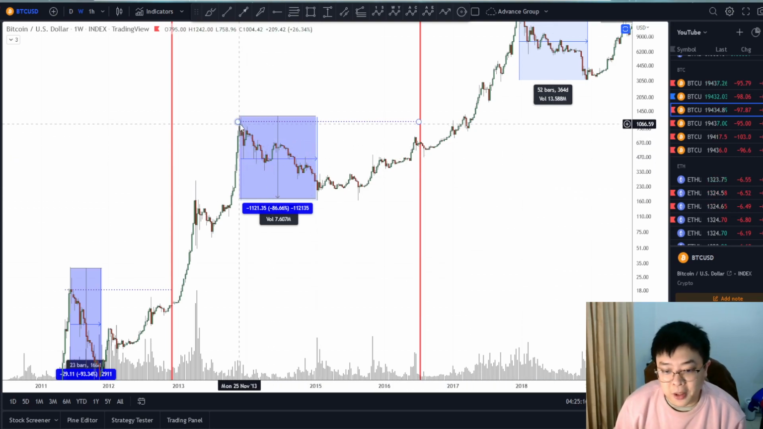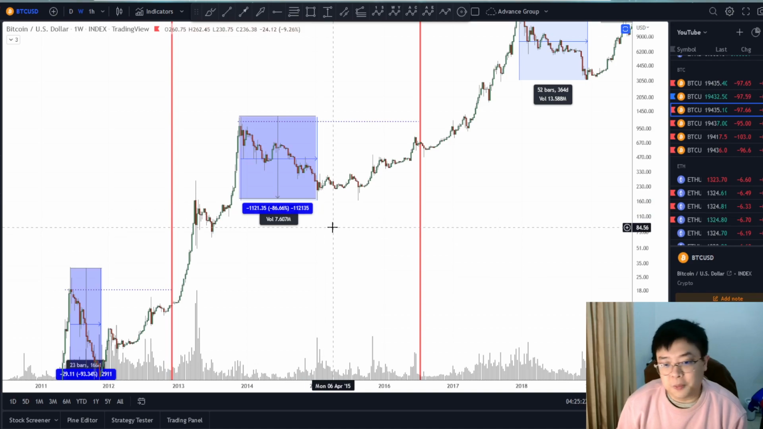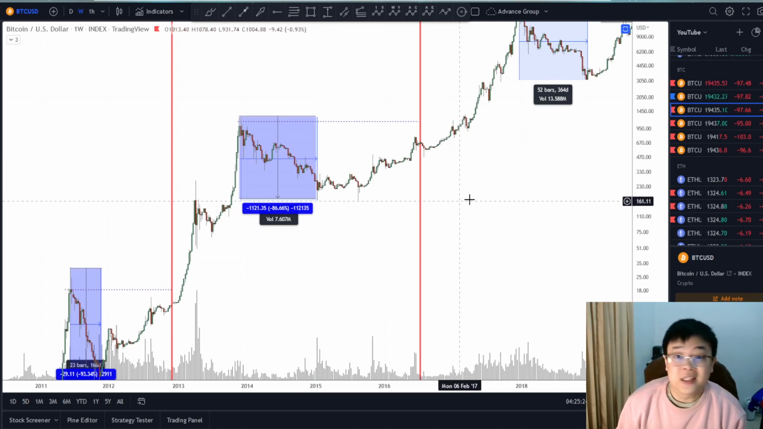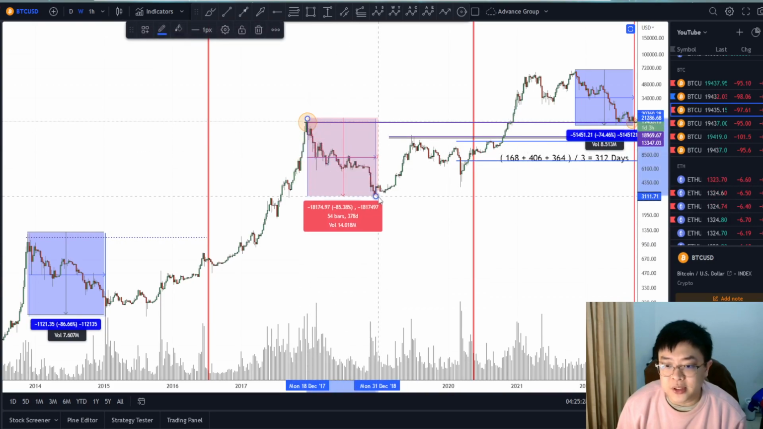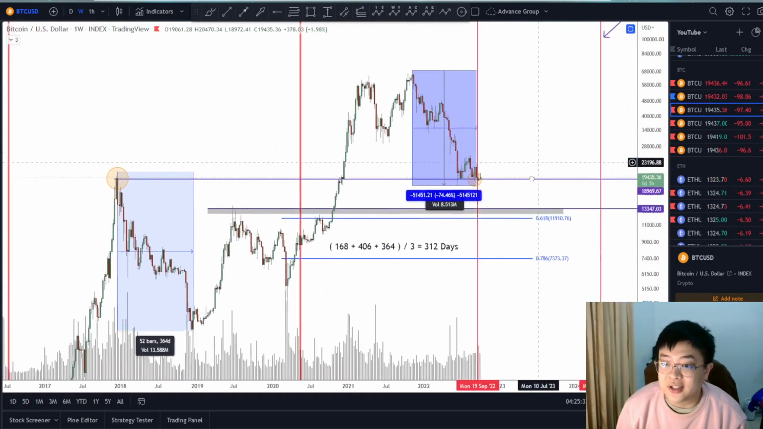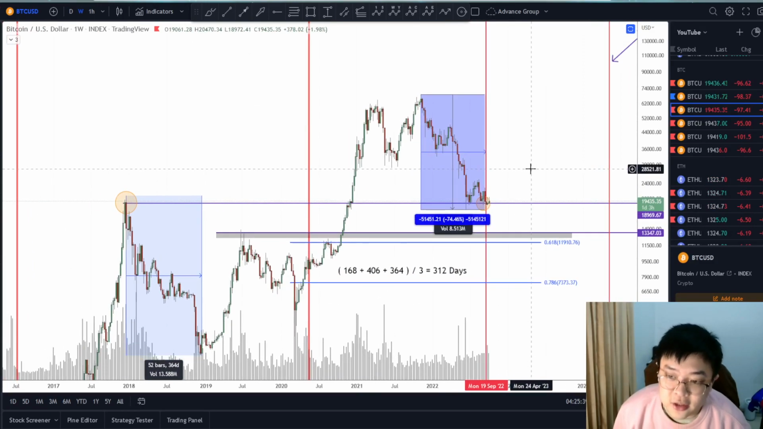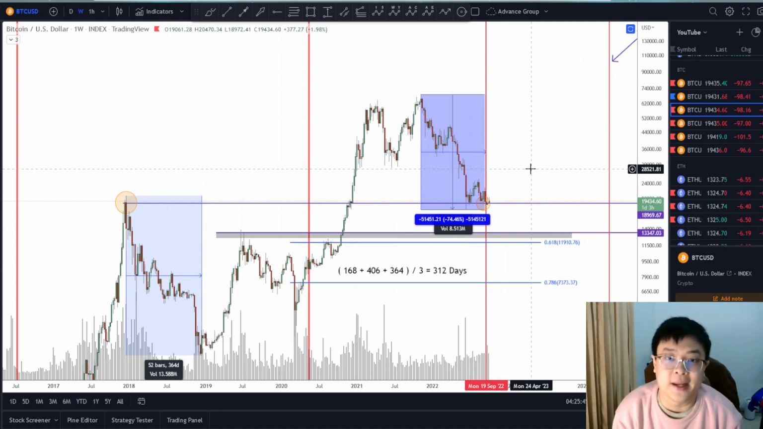If you take a look at the bear market from 2013 to 2015, we see the price of Bitcoin dropped around 86%. If we take a look at the bear market from 2017 to 2018, it's around 85%. And right now, it's around 74%. So if we take a look at the past bear markets, the average is around 80%.